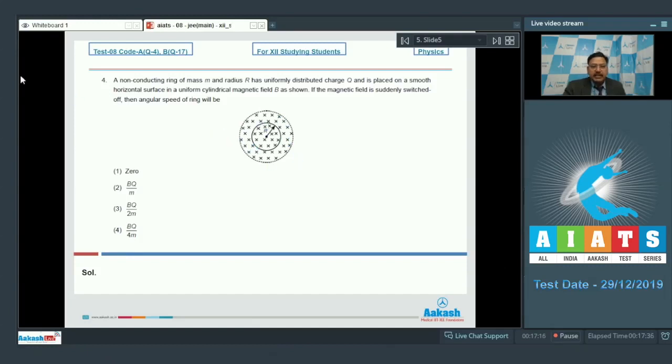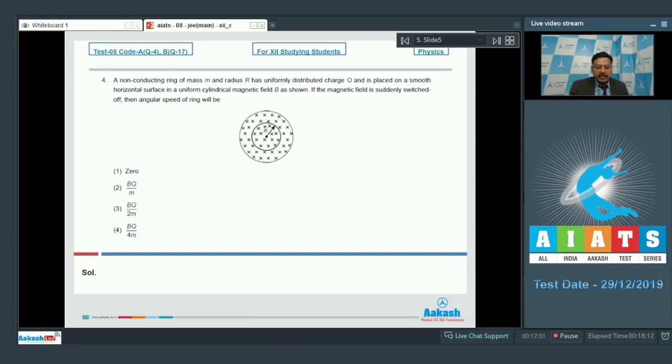Well, as far as concepts are concerned, the concepts involved here are electromagnetic induction, and further in electromagnetic induction, we are concerned with the induced electric field, and further this induced electric field will apply a torque, and that torque in turn will produce an angular impulse, and that angular impulse will be finally equal to angular momentum I into omega.